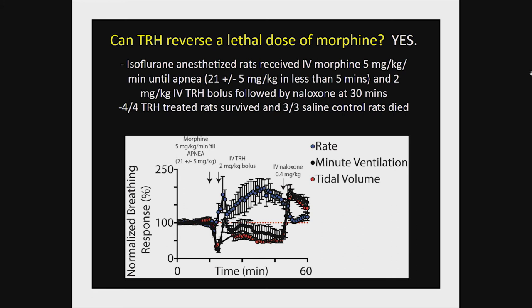And what we found is that it worked. So 4 out of the 4 TRH-treated rats lived, but 3 out of the 3 saline control animals all died. So again, here's the normalized breathing response. You start the morphine infusion here. Boom, they go apneic. We gave them a 2 milligram per kilogram bolus of TRH, and it very nicely restored their breathing, very reliably. But again, it was this sort of rapid, shallow pattern of breathing. And then at the end here, we reversed it with Narcan at 30 minutes.